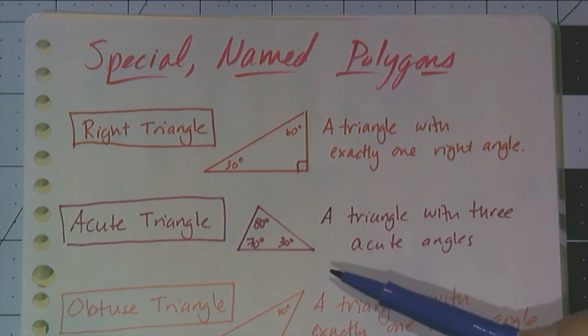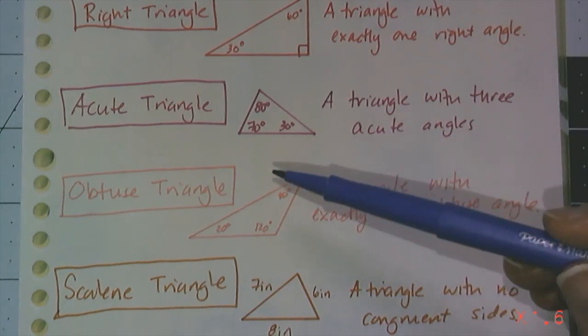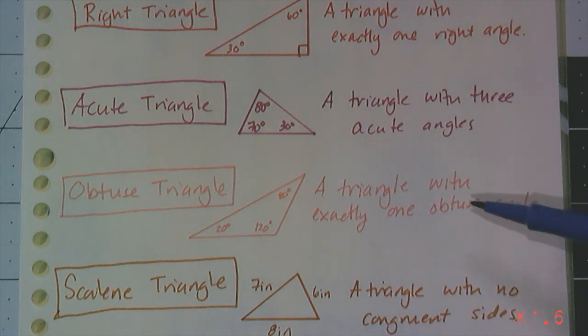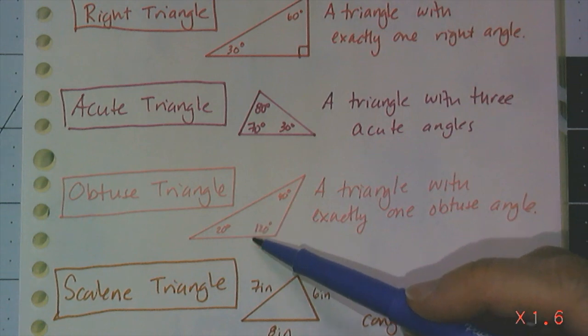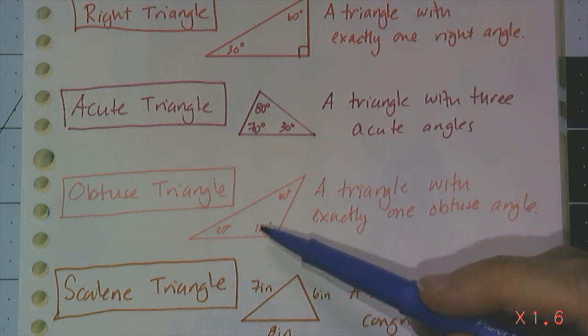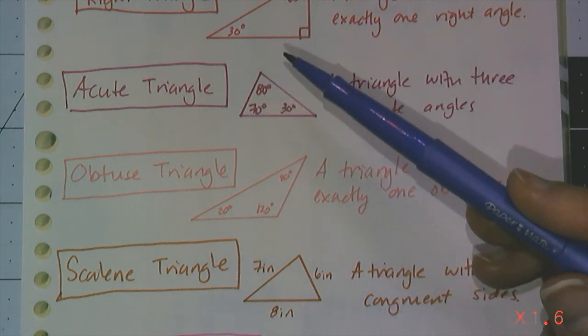An acute triangle is a triangle with three acute angles, and they need to be marked as acute in order for you to know that it is acute. An obtuse triangle is a triangle with exactly one obtuse angle. You can't have more than one, and it has to be marked as obtuse. Those are the three triangles by angles.